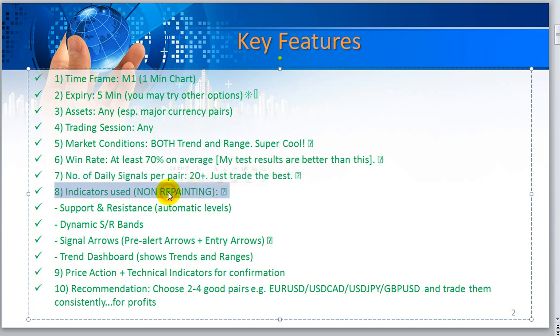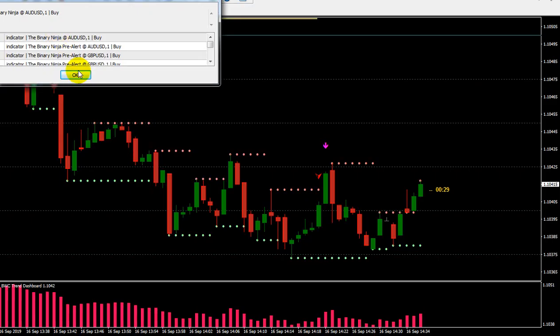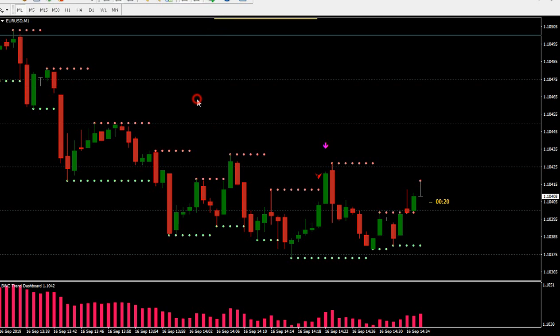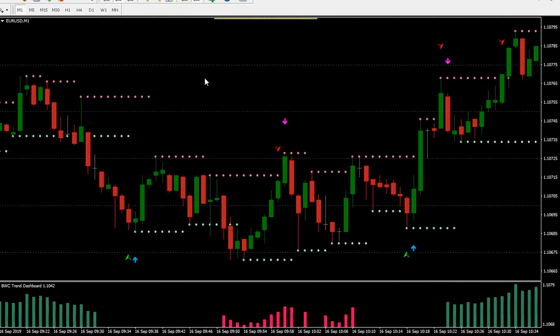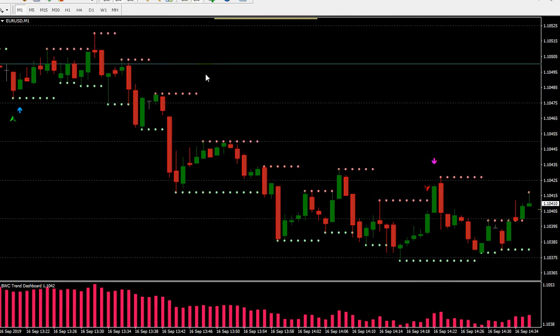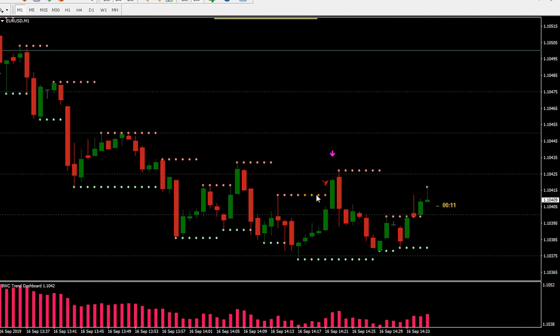The indicators used are purely non-repainting. What you are seeing here, these are non-repainting indicators. Guys, they are non-repainting indicators. These ones. Okay? They are non-repainting. The arrows do not disappear, the lines do not disappear.